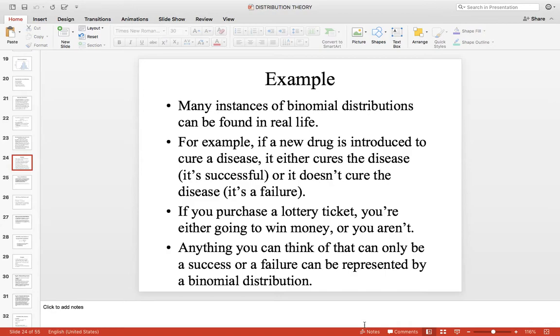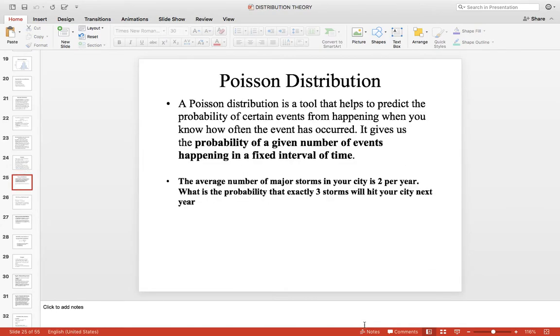So, for example, if a new drug is being introduced to cure a disease, it either cures the disease, if it's successful, or does not cure the disease if it's not successful. So the probability should be known, and you can find out what's the chance that it will clear. If you purchase a lottery ticket, again, anything you can think of that can be a success or a failure can be represented by a binomial distribution. So that sums up binomial distribution. Now we move on to Poisson distribution.